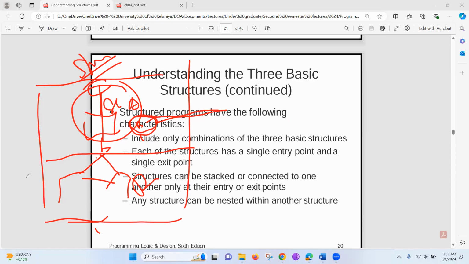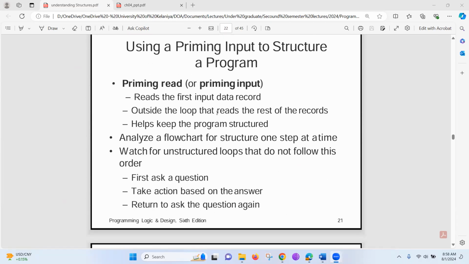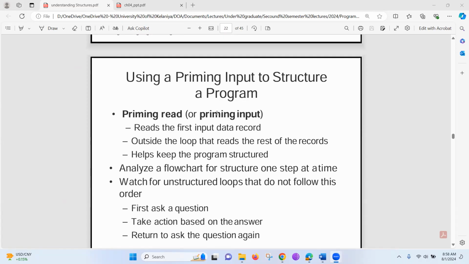So that is the thing you need to understand. Is it clear? Yes or no? Okay, thank you. Your answers are most welcome, right? Then we are going to think about using a primary input to structure a program. What do you mean by prime reading, or priming input? Yes, this is very important.